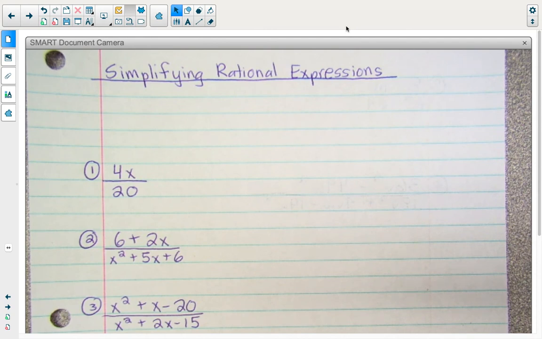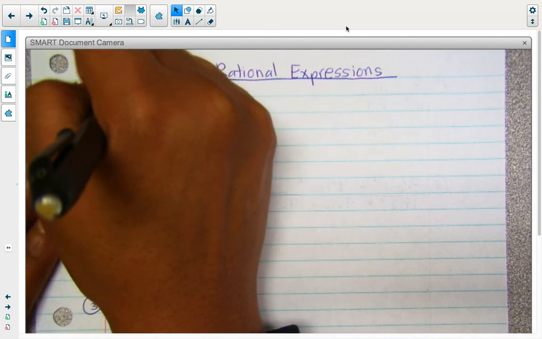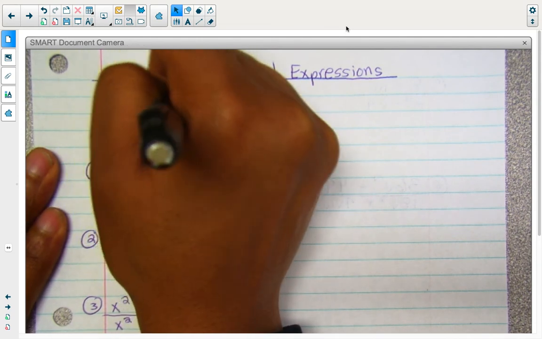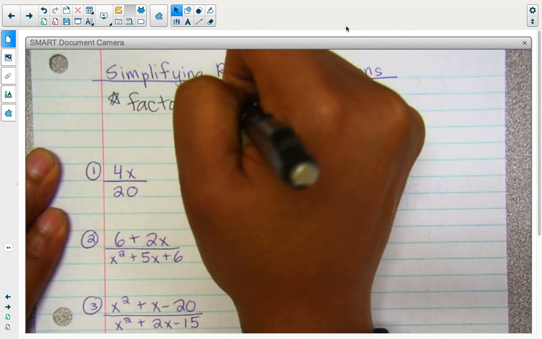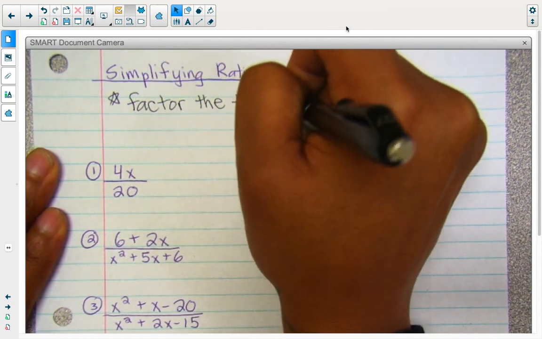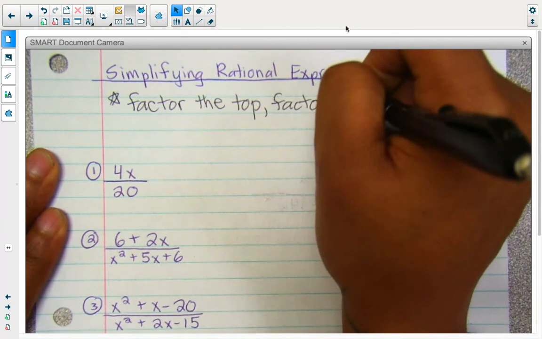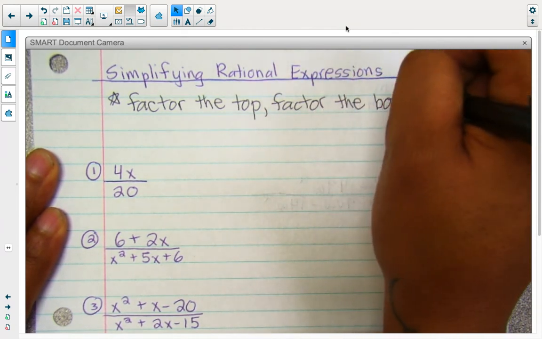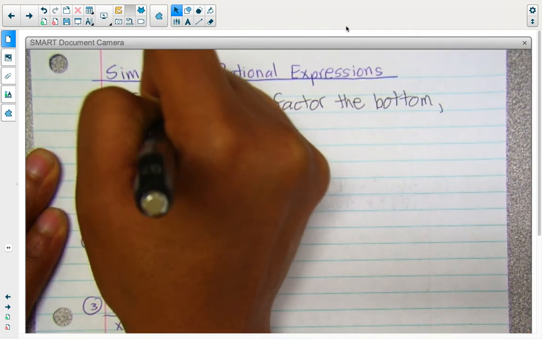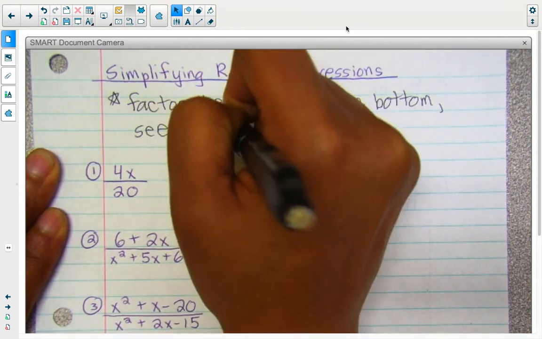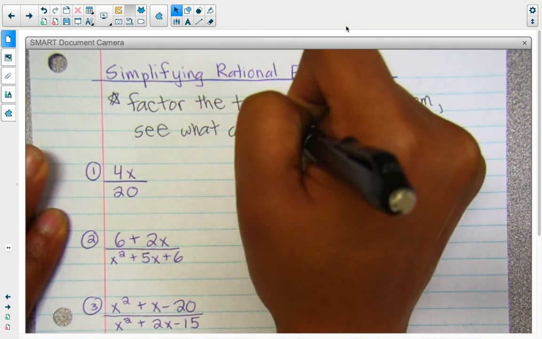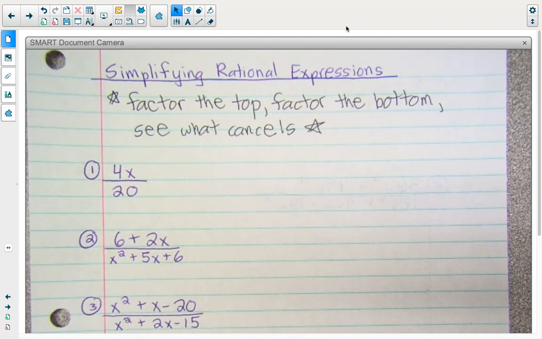So when you simplify a rational expression, you factor the top, factor the bottom, and see what cancels. So that's going to be the take home point for today. So we are going to factor the top, factor the bottom, and then see what cancels. So this is the take-home point for today as far as simplifying rational expressions. Factor the top, factor the bottom, see what cancels.